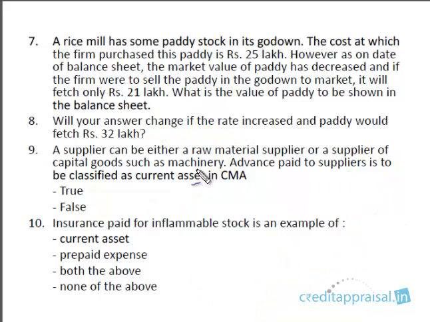The next question is, a supplier can be either a raw material supplier or a supplier of capital goods such as machinery. Advance paid to suppliers is to be classified as a current asset in the balance sheet. Here the suppliers can be a raw material supplier or a machinery, capital goods supplier. Capital goods like machinery, equipment, any capital goods supplier. The question is saying that this advance paid to suppliers should be classified as a current asset in the same way. Whether it's true or false.